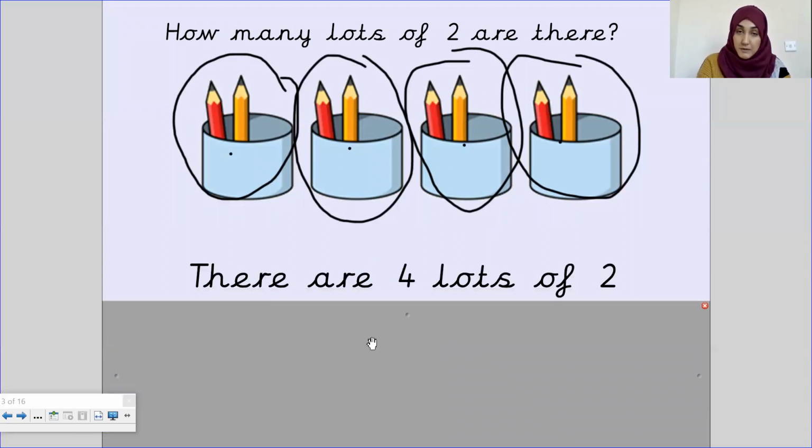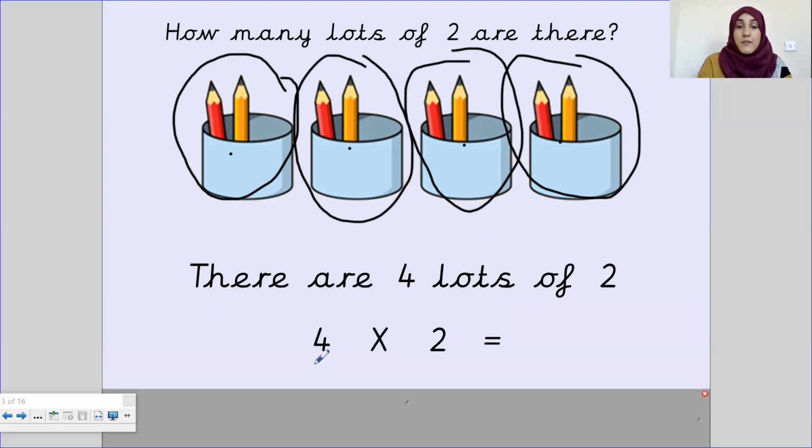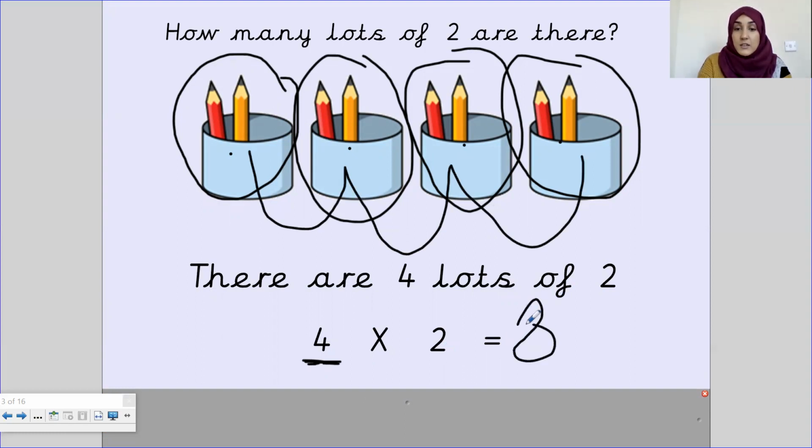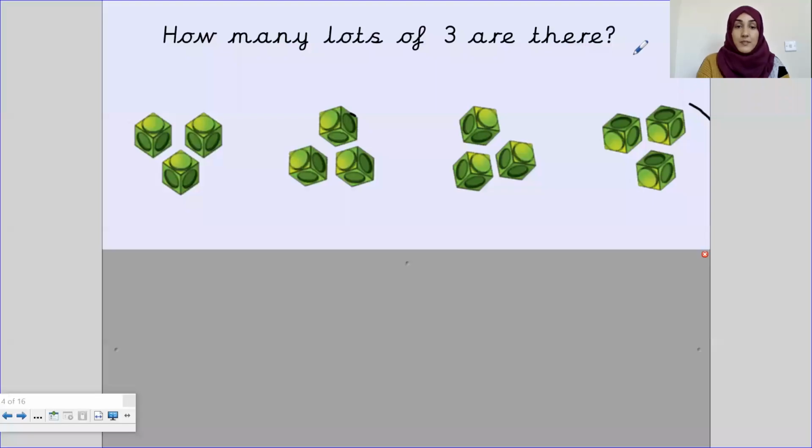Now, if I wanted to write a multiplication sentence, I would write 4, because there are 4 lots of, multiplied by 2, which equals 2, 4, 6, 8, which equals 8. 4 multiplied by 2 equals 8. Okay, how many lots of 3 are there?